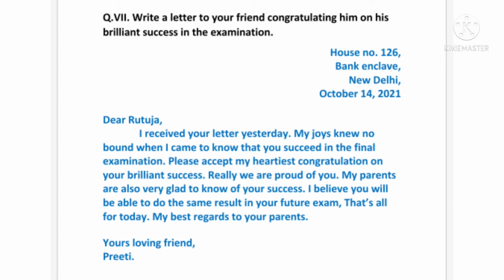This is another example of a letter, and over here it is given: write a letter to your friend congratulating him on his brilliant success in the examination. Now children, over here I am writing this letter to my friend. So first we will write the address on the top right corner. So we have written the address, house number 126, Bank Enclave, then New Delhi, and after that we will write the date on which we are writing this letter, October 14, 2021.